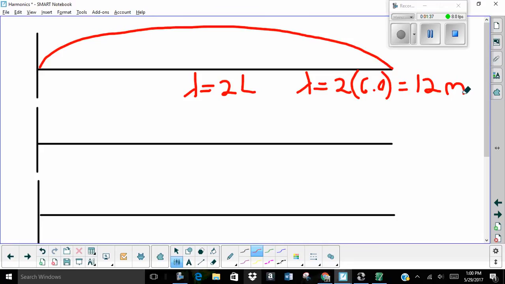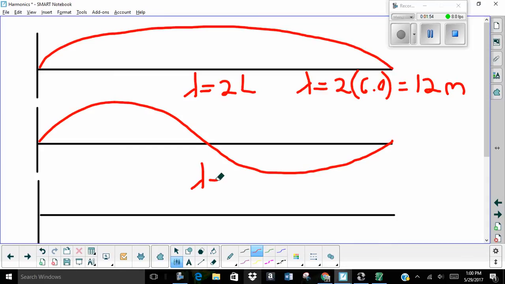The second harmonic can be formed when I double the frequency or halve the wavelength. So I will draw 1 wavelength onto my screen, and I will realize that the wavelength is now the length of the string, and so my wavelength is going to be equal to 6.0 meters, half of the original.